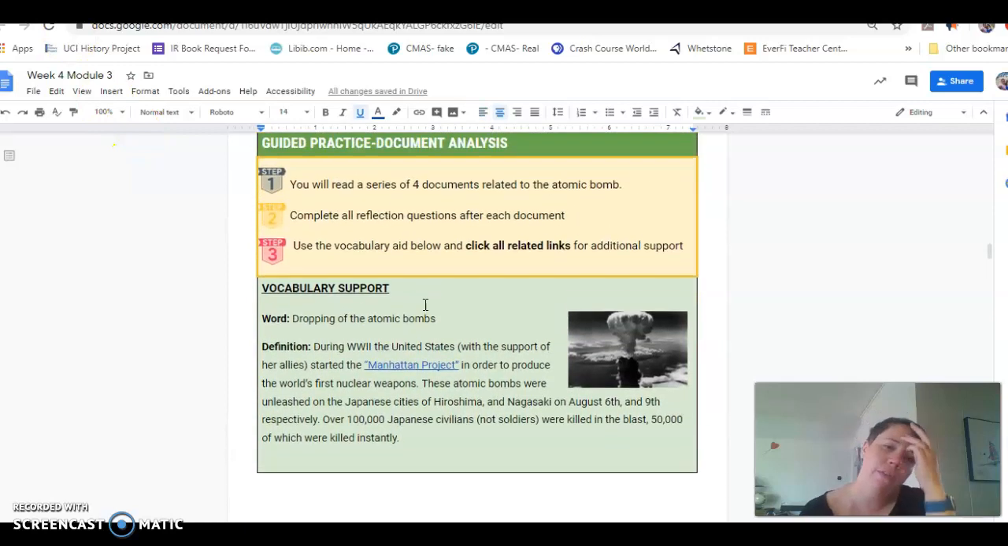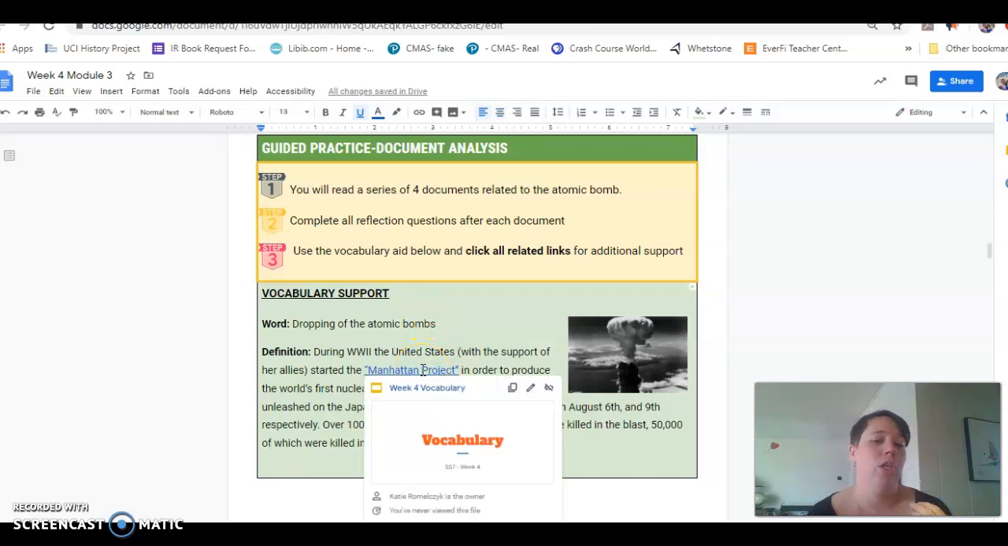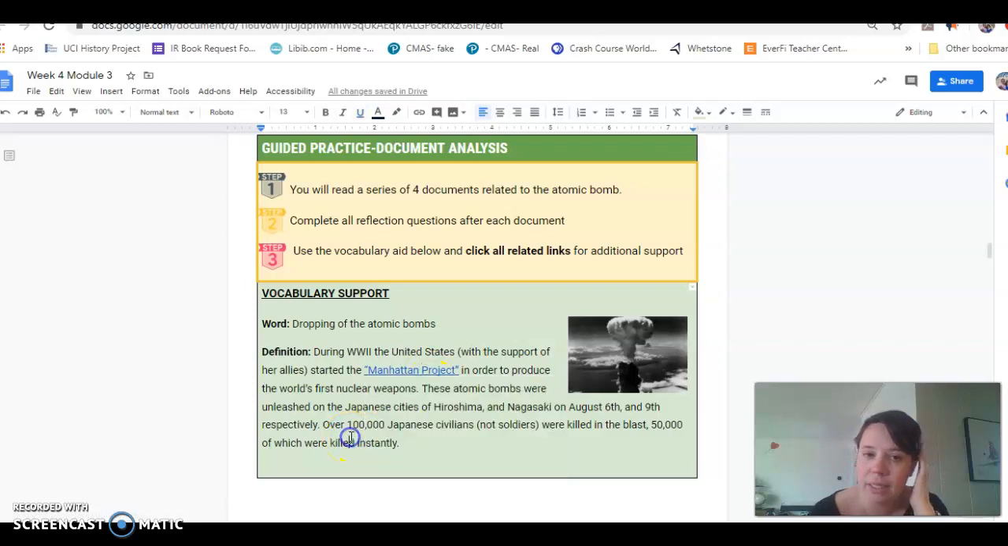All right, so this first part shows vocabulary support. When we refer to things as dropping the atomic bombs, we're actually talking about during the period of World War II, the United States, with the support of her allies, started the Manhattan Project. You can click here to find out more information about the Manhattan Project. It takes you to the vocabulary slides. In order to produce the world's first nuclear weapons, these atomic bombs were unleashed on the Japanese city of Hiroshima and Nagasaki on August 6th and August 9th, respectively.